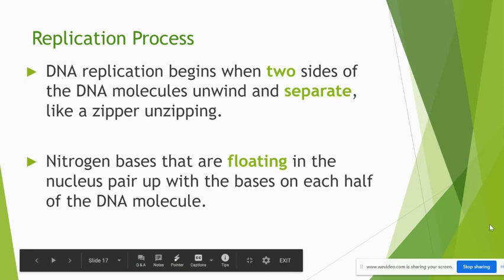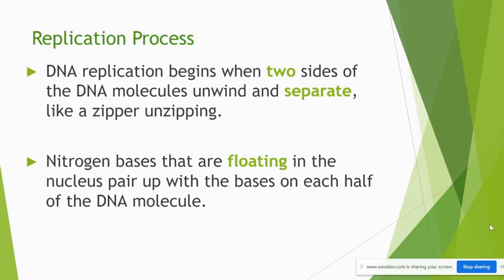So through the replication process, DNA begins when the two sides of the DNA molecule unwind and separate. So you can think about this as like a zipper unzipping, and then you have two sides of the zipper that are open. So then there are nitrogen bases, those adenine, thymine, guanine, and cytosine. Some of those pieces are just floating around in the nucleus, and they pair up with those open bases on each half of the DNA molecule.